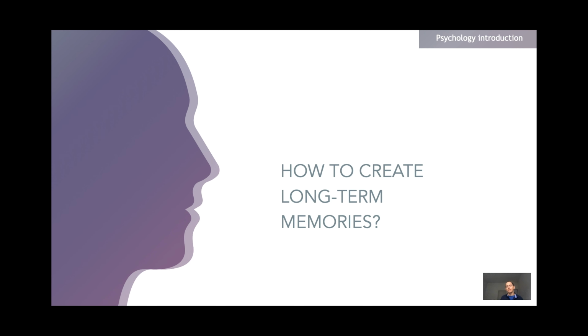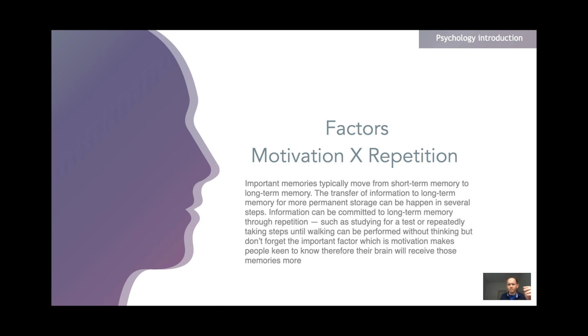So how do we create long-term memories, because we just realized long-term memories are the best? Well, there are a few factors that can help us achieve this. First, motivation and repetition. Important memories typically move from short-term memory, because that's how almost every memory starts, to long-term memory. The transfer of information to long-term memory for more permanent storage can happen in several steps. It doesn't happen all at once, right? That's important. Information can be committed into long-term memory via repetition.